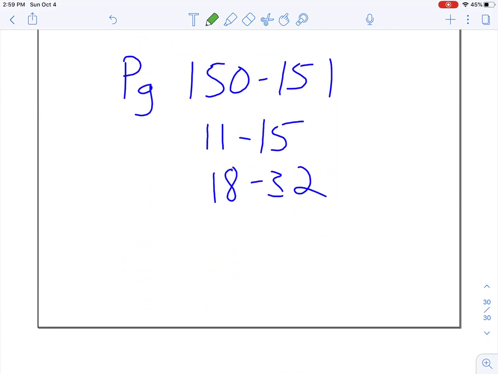Here's your homework tonight, pages 150 to 151, numbers 11 to 15, and 18 to 32.